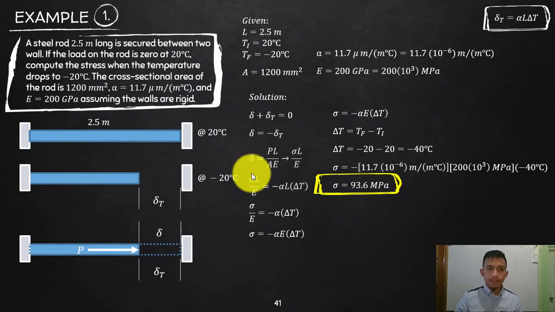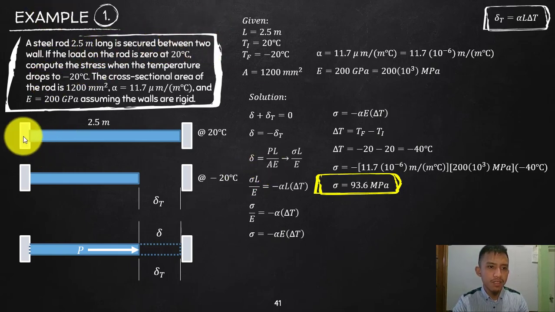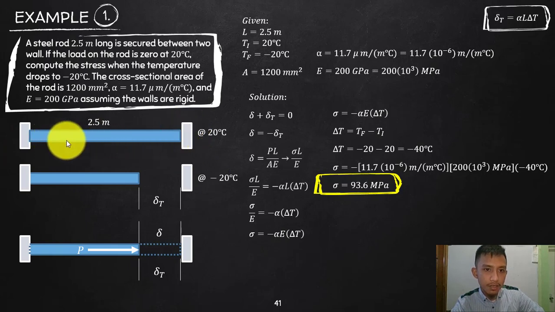We have here a steel rod 2.5 meter long secured between two walls. So it means that it's restrained. Therefore, if there's a change in temperature, then there will be a stress since that is restricted, because of these two walls. So let's say these are the two walls. This is the steel rod, 2.5 meter long. If the load in the rod is zero, which means the stress on the rod is zero at 20 degrees Celsius, then compute the stress when the temperature drops to negative 20 degrees Celsius.